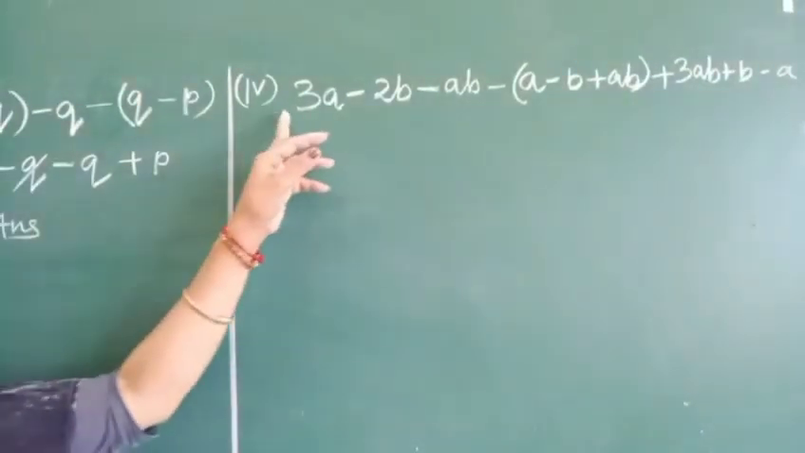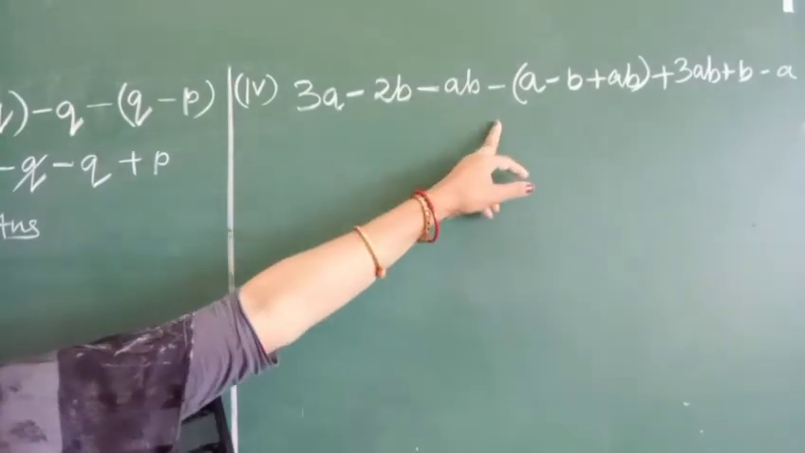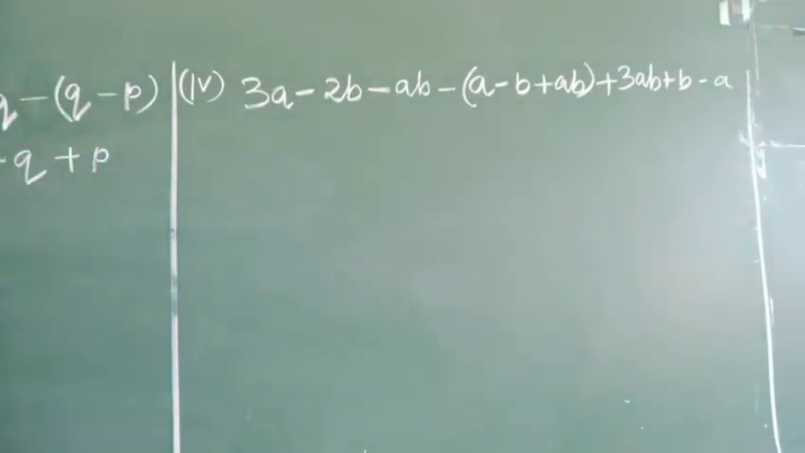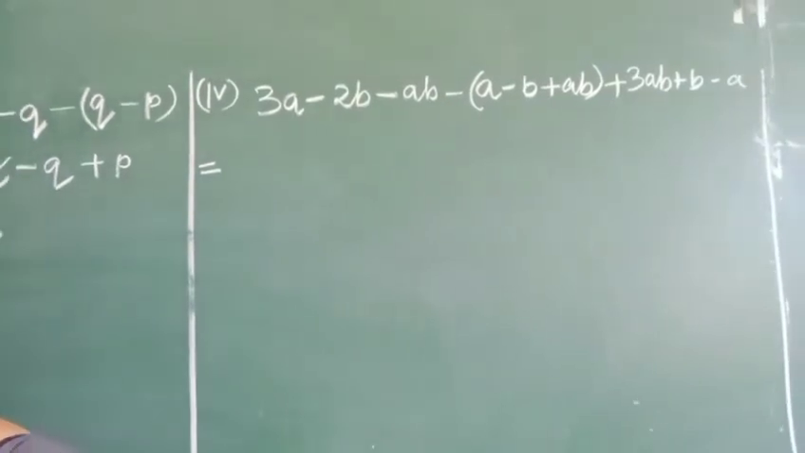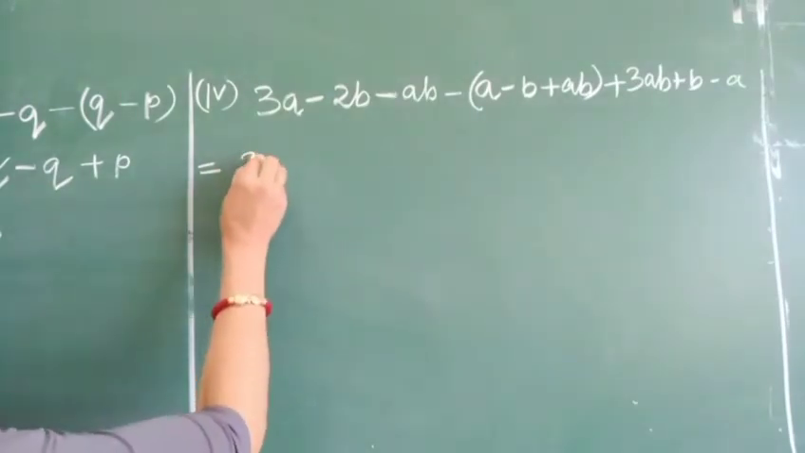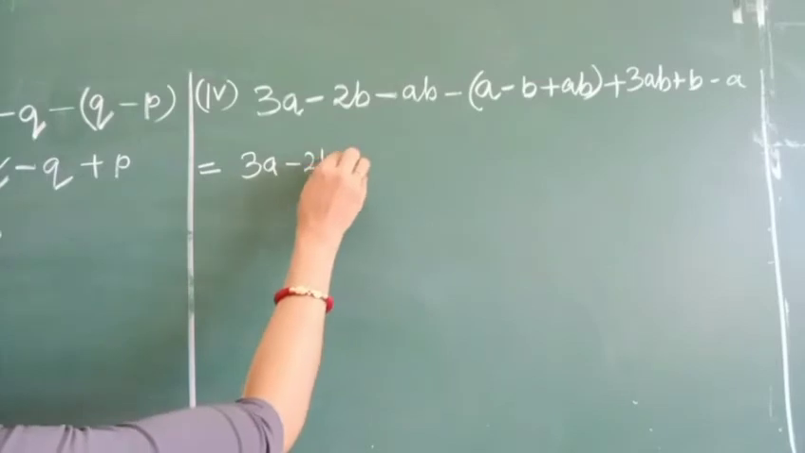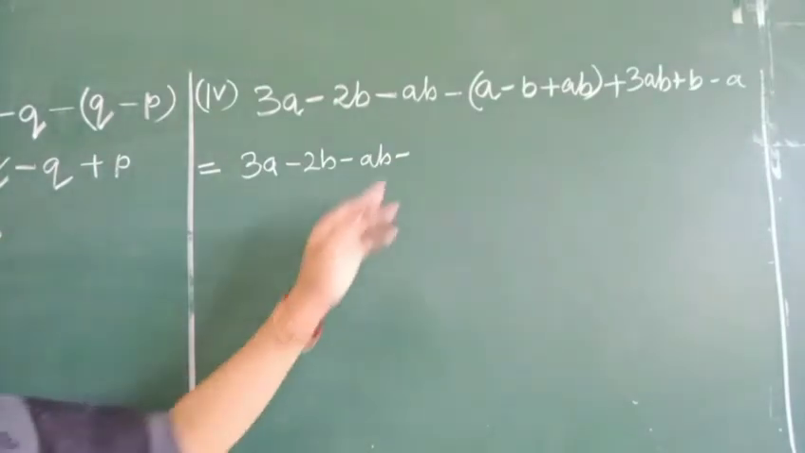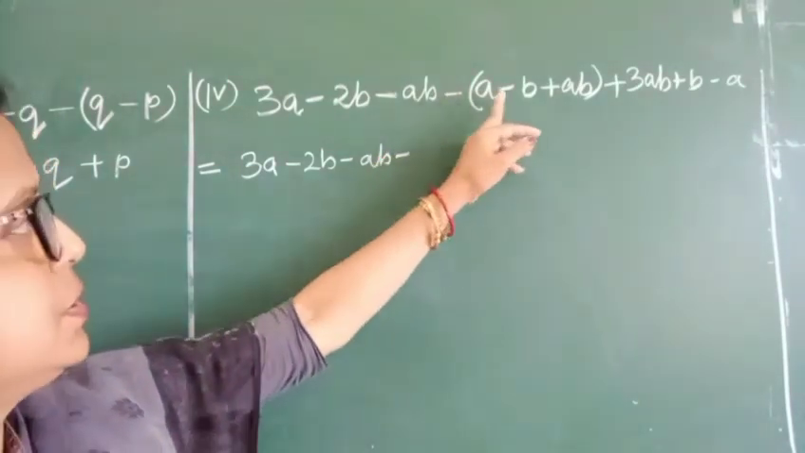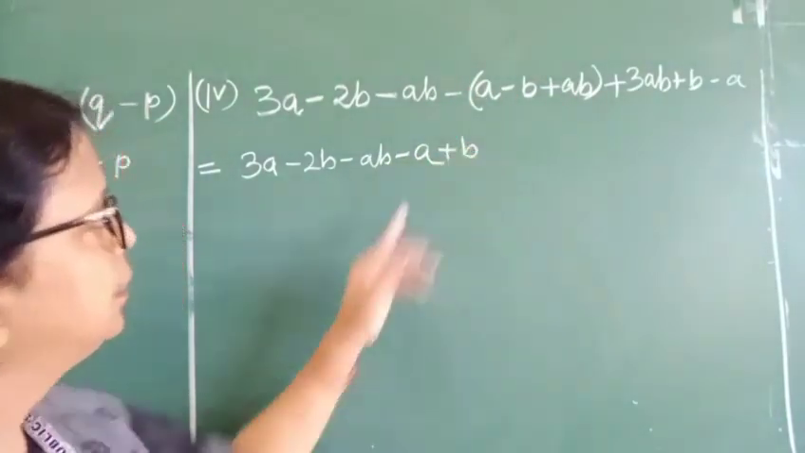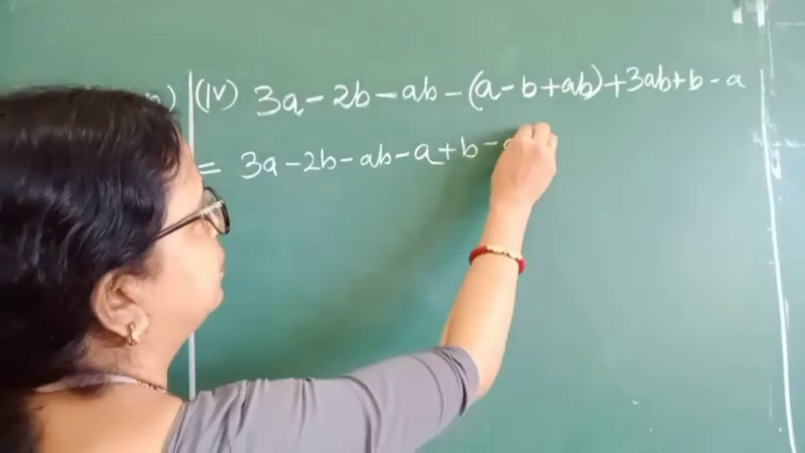Question number 4: 3a minus 2b minus ab minus a minus b plus ab plus 3ab minus plus b minus c. Long sum. So what you can do, we have to open the bracket, then we will arrange them according to their like terms, then simplify. 3a minus 2b minus ab minus. Now we will open the bracket, minus is outside, so all the signs will be changed. Minus a, minus minus plus b, minus plus minus ab. Done.